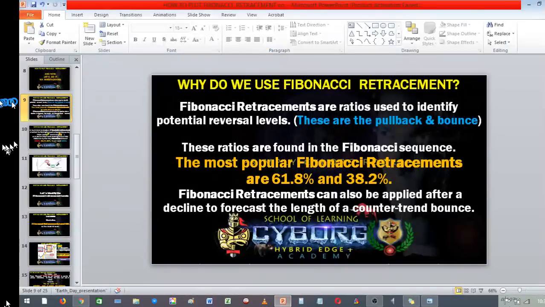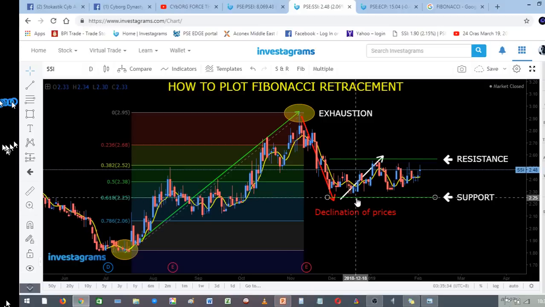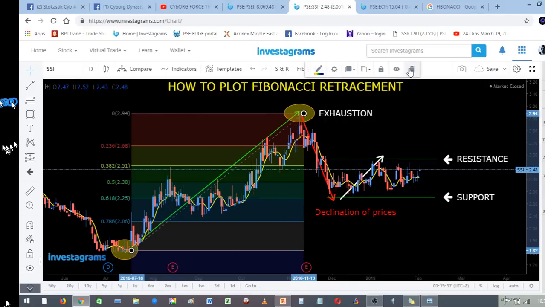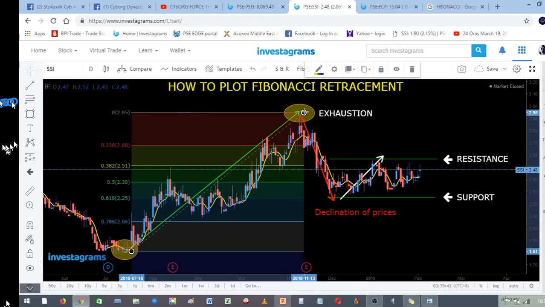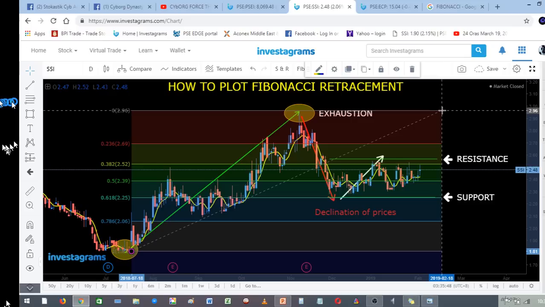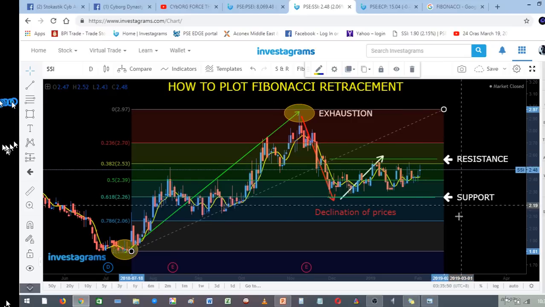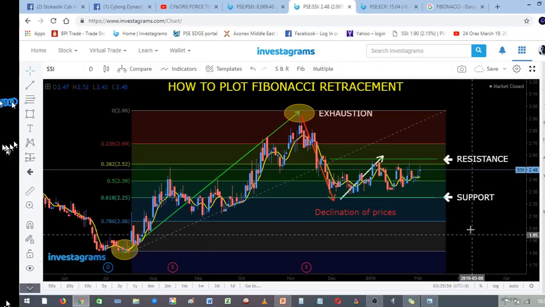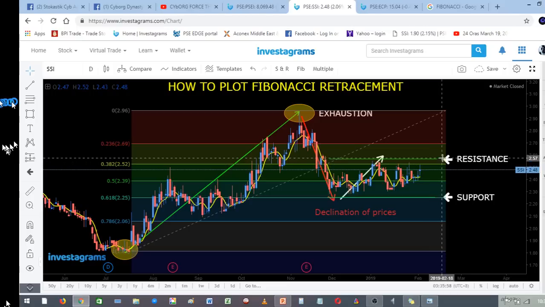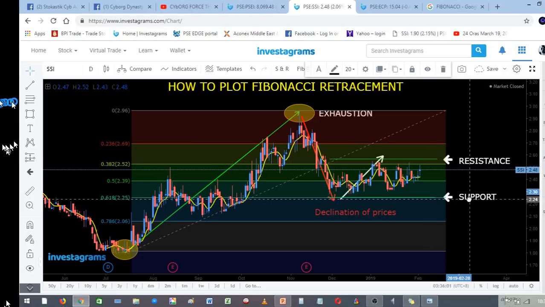As per this one, Fibonacci retracement can also be applied after a decline to forecast the length of a counter bounce. To counter the trend of a bounce, you will apply now the Fibonacci, say from this one, from swing low to swing high. So, to identify the counter bounce of the trend, you have to plot your Fibonacci to locate where will be your resistance and your support.